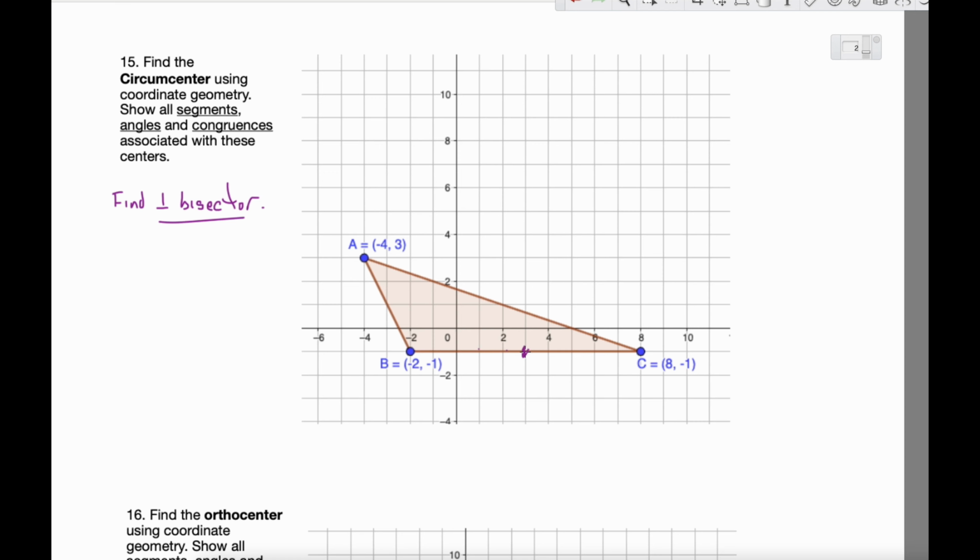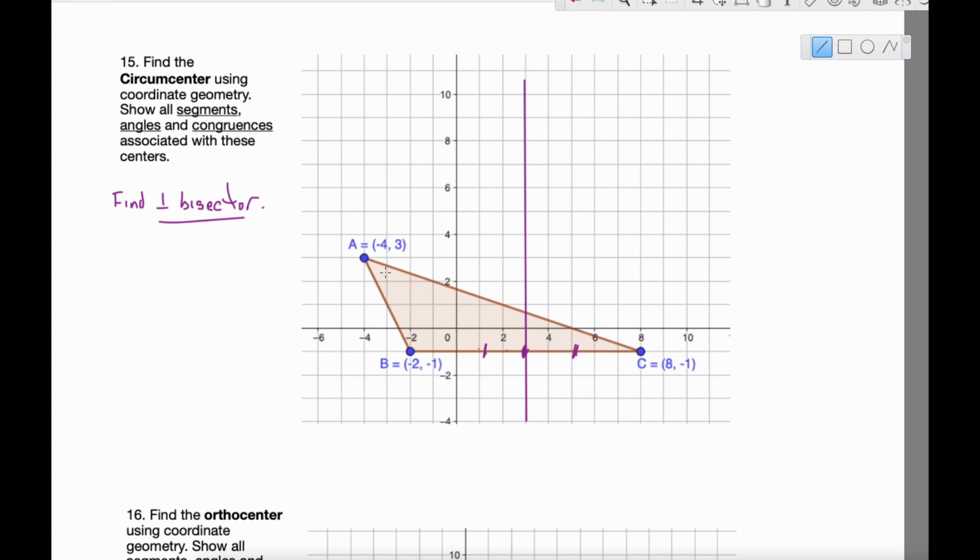Let's check to see there are 5 units on the other side. 1, 2, 3, 4, 5. So right here is my midpoint, and we're going to draw a vertical line because that's perpendicular to a horizontal line, and we're going to make it nice and long here.